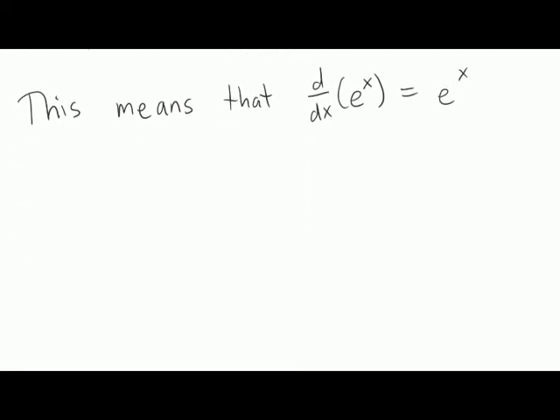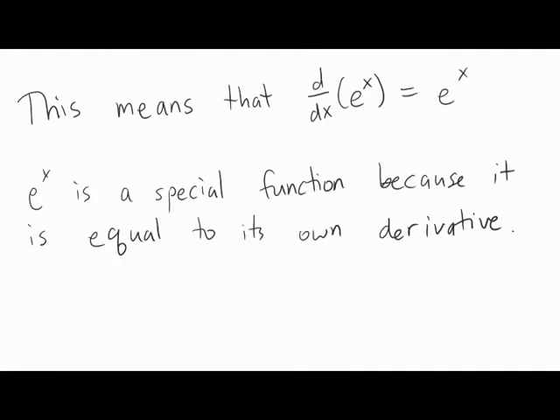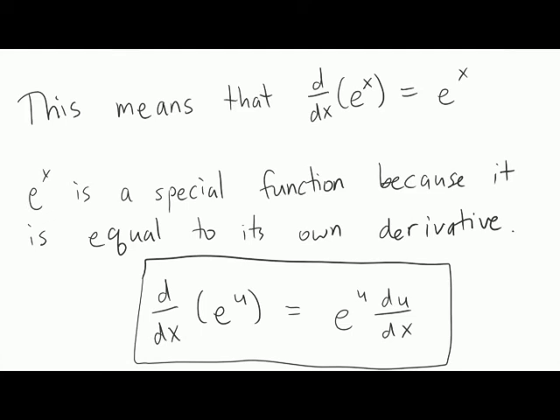This makes e to the x a very unique and a very special function because it is the only function which is equal to its own derivative. Including the chain rule, the differentiation formula is that the derivative of e to the u is equal to e to the u times du dx. Notice that the exponent doesn't change.